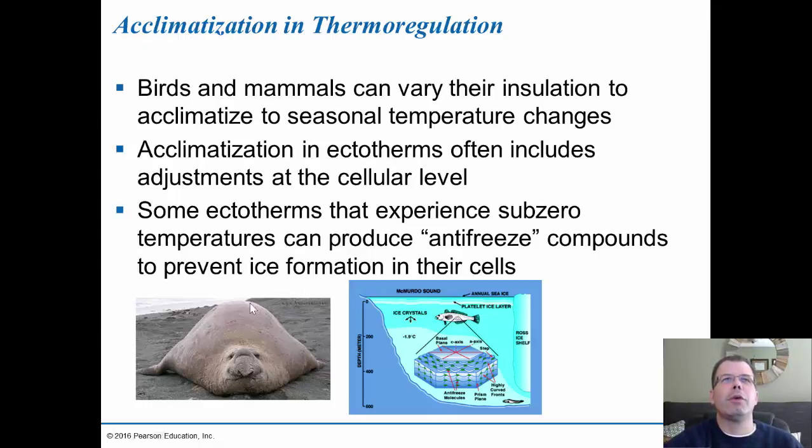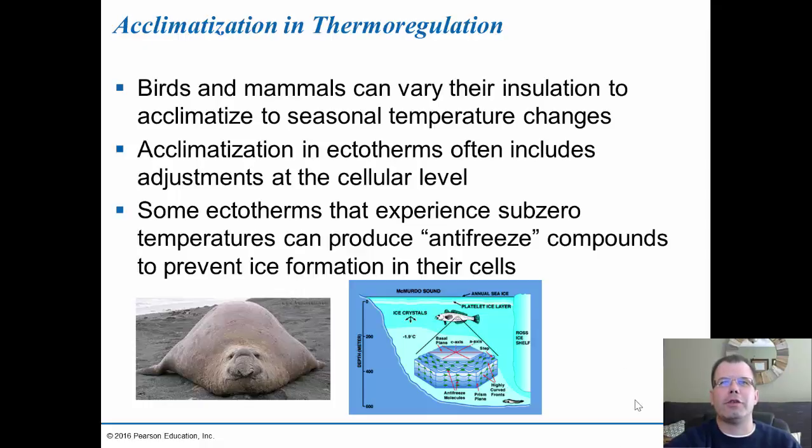And again, ectotherms also can do things on a cellular level, and some can actually even produce these antifreeze compounds or antifreeze proteins that allow them to maintain a certain level so they don't freeze when the water freezes as well. And this shows you these antifreeze molecules in between that keep the cells from freezing up and the cytoplasm from freezing up in these fish that are under the water in these cases.